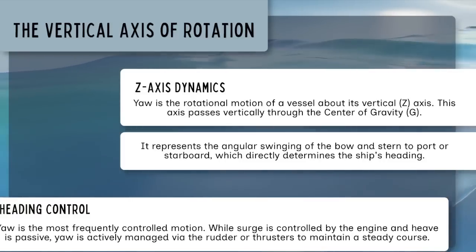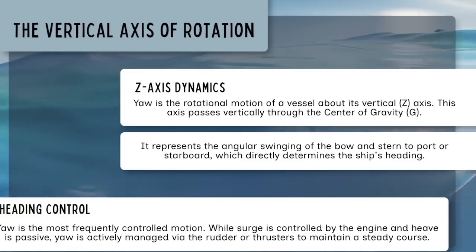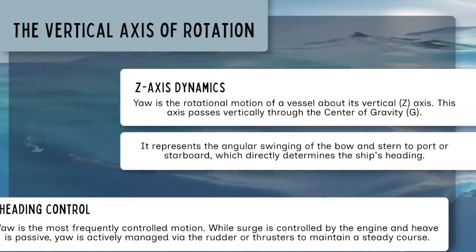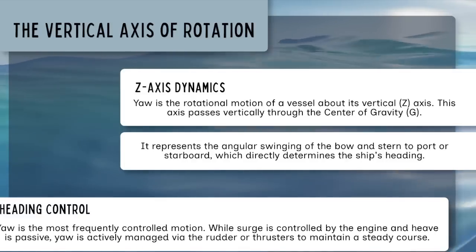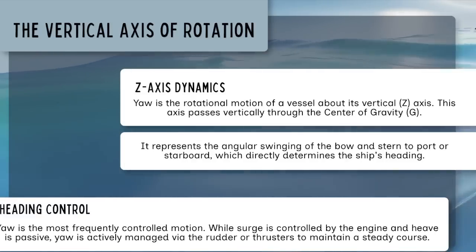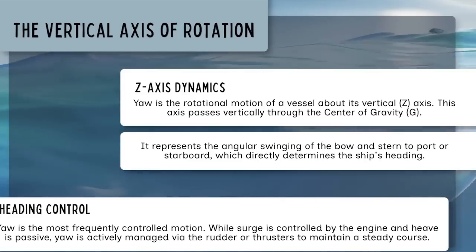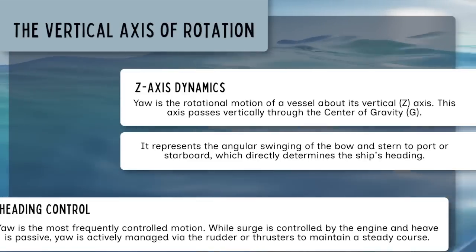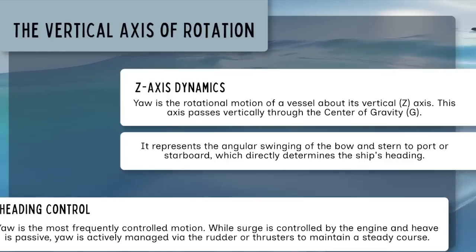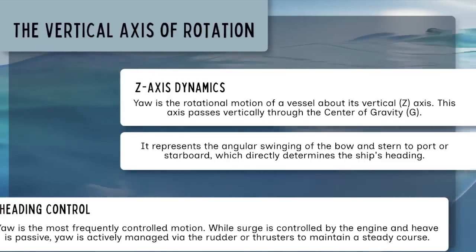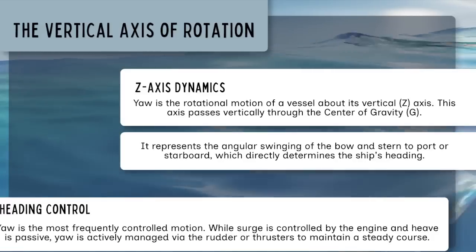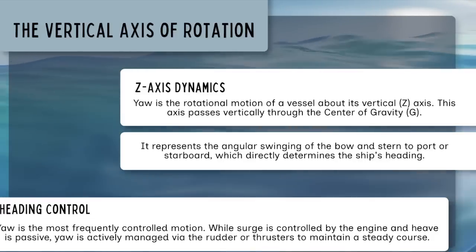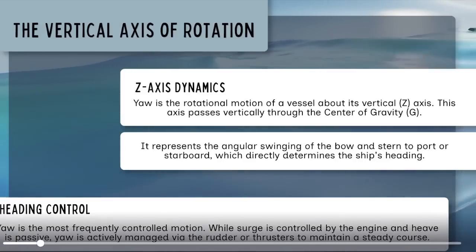So we have here the heading control. The yaw is the most frequently controlled motion, while surge is controlled by the engine, and heave is passive. Yaw is actively managed via the rudder or thrusters to maintain a steady course.